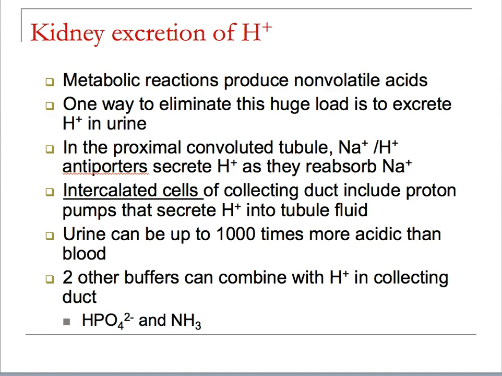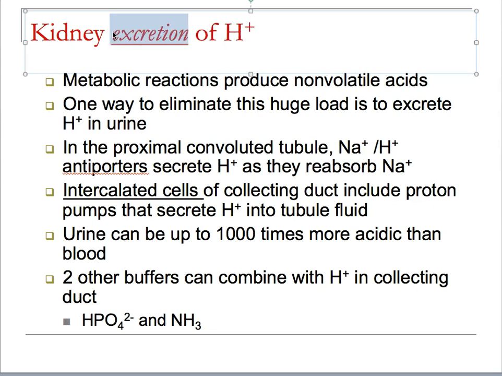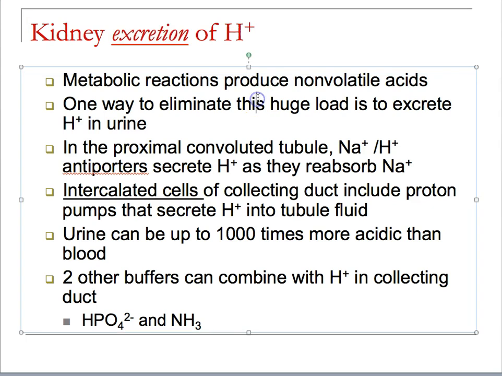The other way, of course, is to use the kidneys, where we can excrete. I'm going to bold that for you. Whoop, that didn't work out right. Okay, well, whatever. Metabolic reactions are going to produce non-volatile acids, and in this case we can get rid of that hydrogen proton in the proximal convoluted tubules.